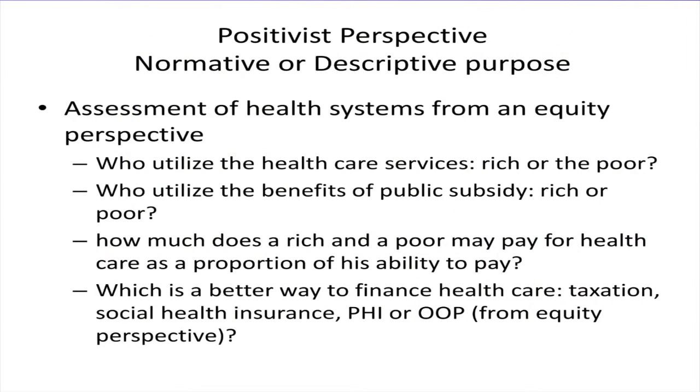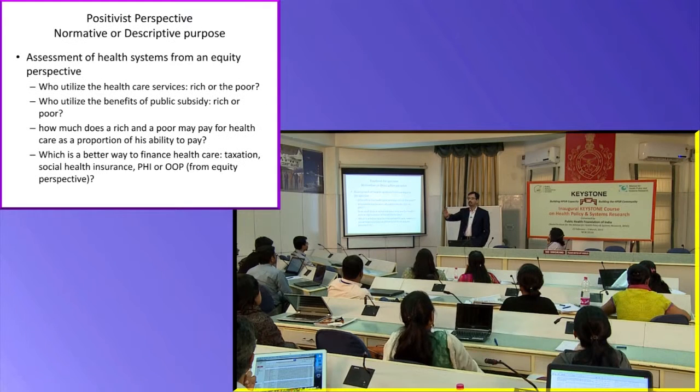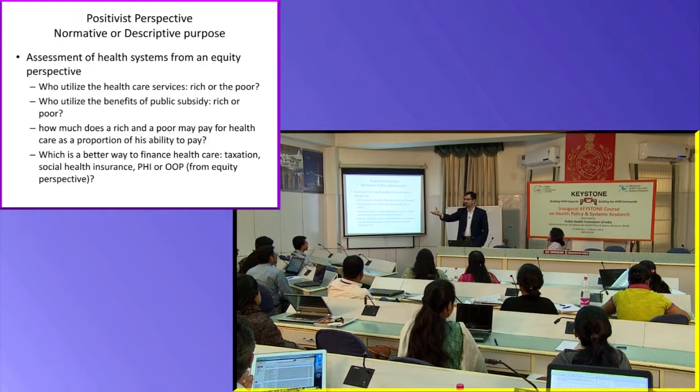How equitable are our health systems in terms of utilization? Is it the rich who are using services more, or is it the poor? This is a very, very important question. A lot of people are struggling to answer it. Ultimately, government is spending so much money. Who is able to use this public subsidy? Is it the rich or the poor?